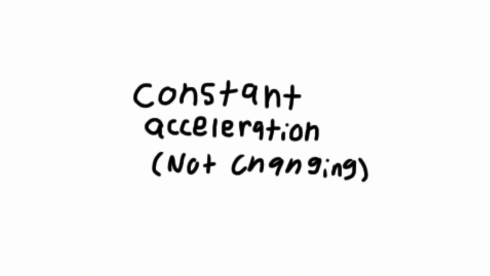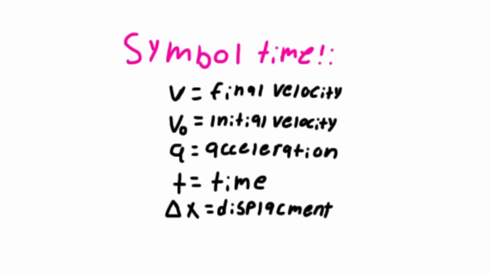These equations are super helpful when you're given 3 variables and you need to find a 4th, or you're dealing with things that are speeding up, slowing down, or falling objects. Now, here's a little cheat sheet of all the symbols just in case you don't know what they mean, so I'm going to go over them real quickly.